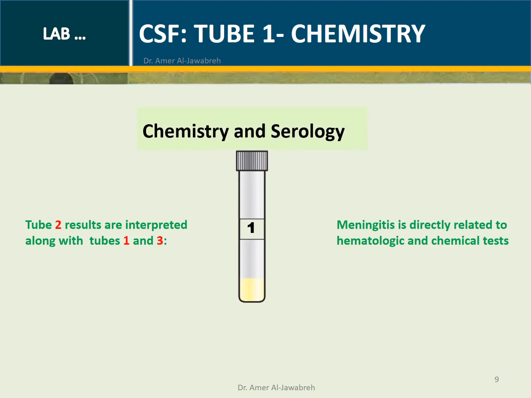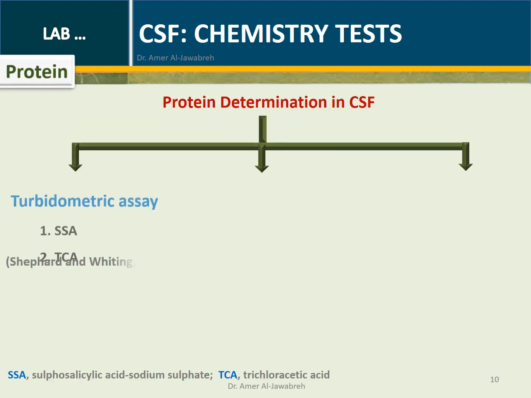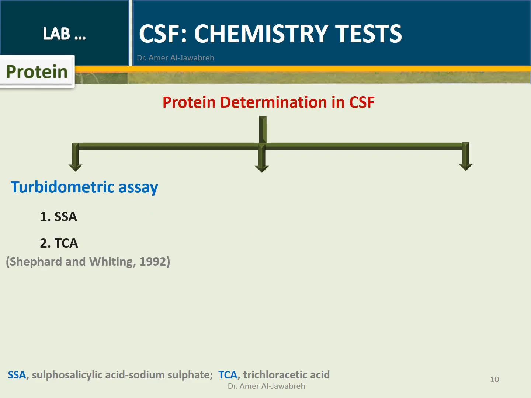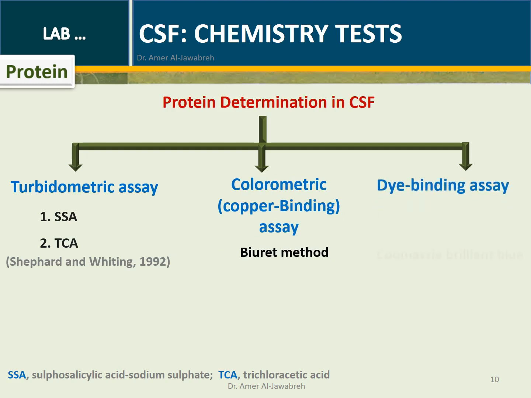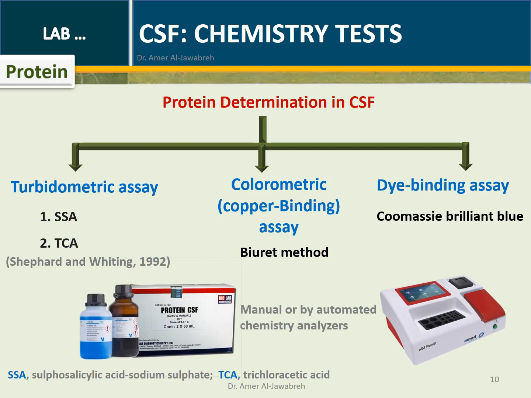CSF Tube 1. Chemistry and serology. The 3 tubes are interpreted concurrently. Protein in CSF is determined either by turbidimetric assay, such as SSA and TCA, as described elsewhere, or colorimetric copper binding assay, such as the biuret method, or by dye binding assay, such as Coomassie Brilliant Blue. Protein can be determined by manual methods or by automated chemistry analyzers.